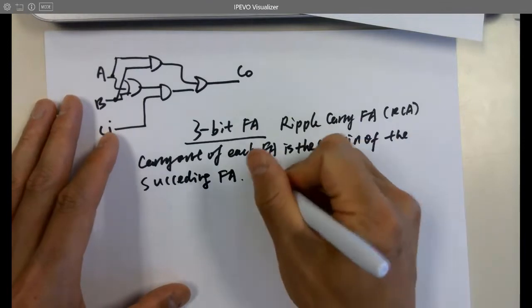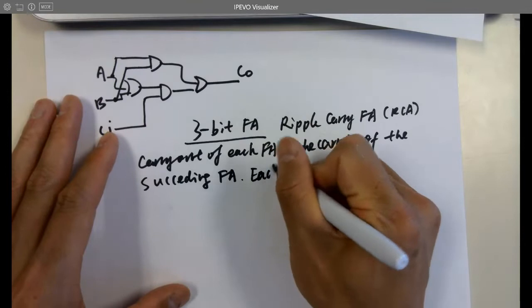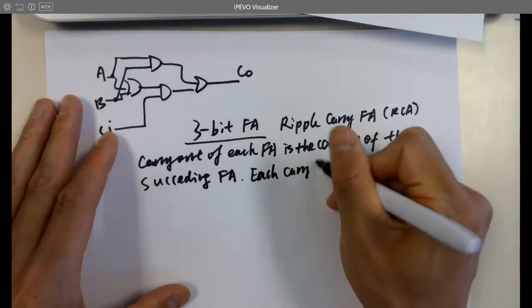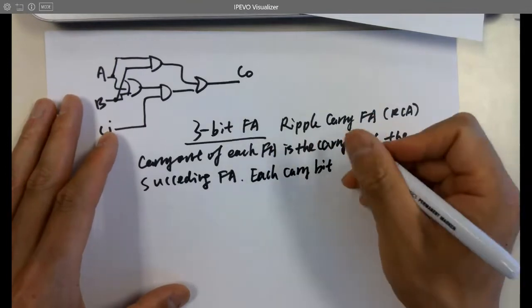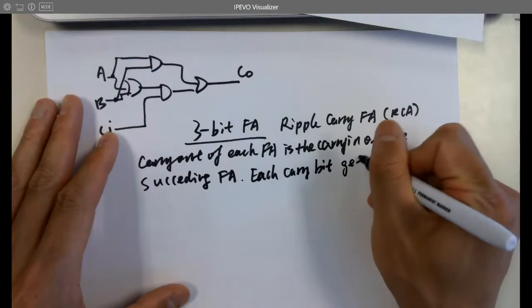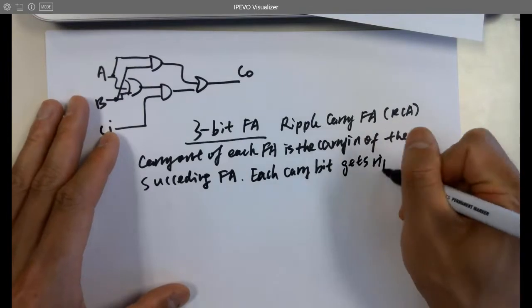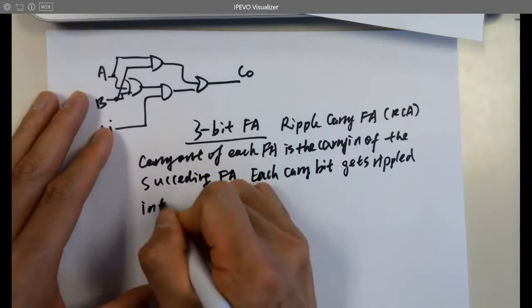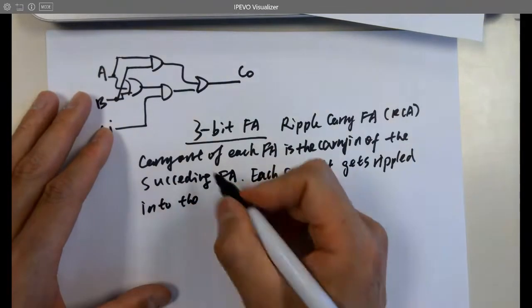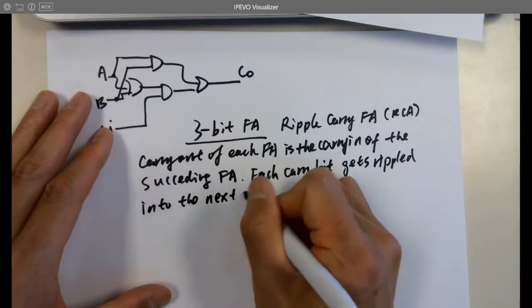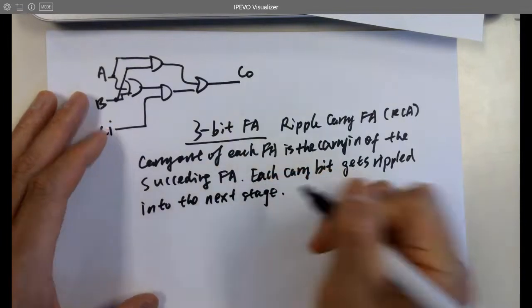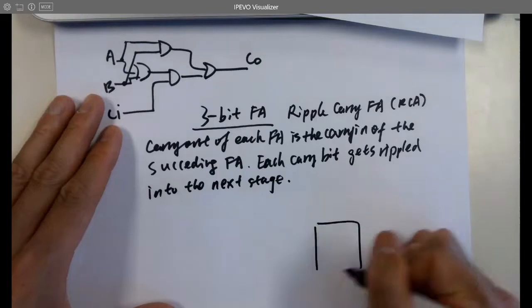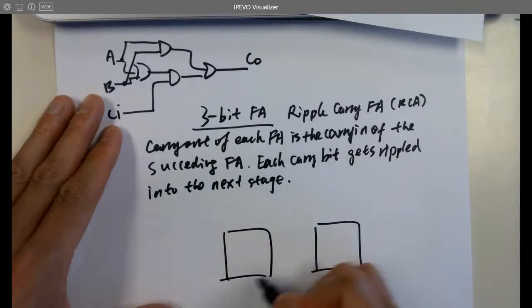So each carry bit gets rippled into the next stage. So if I have a 3-bit, now it's a 3-bit adder.